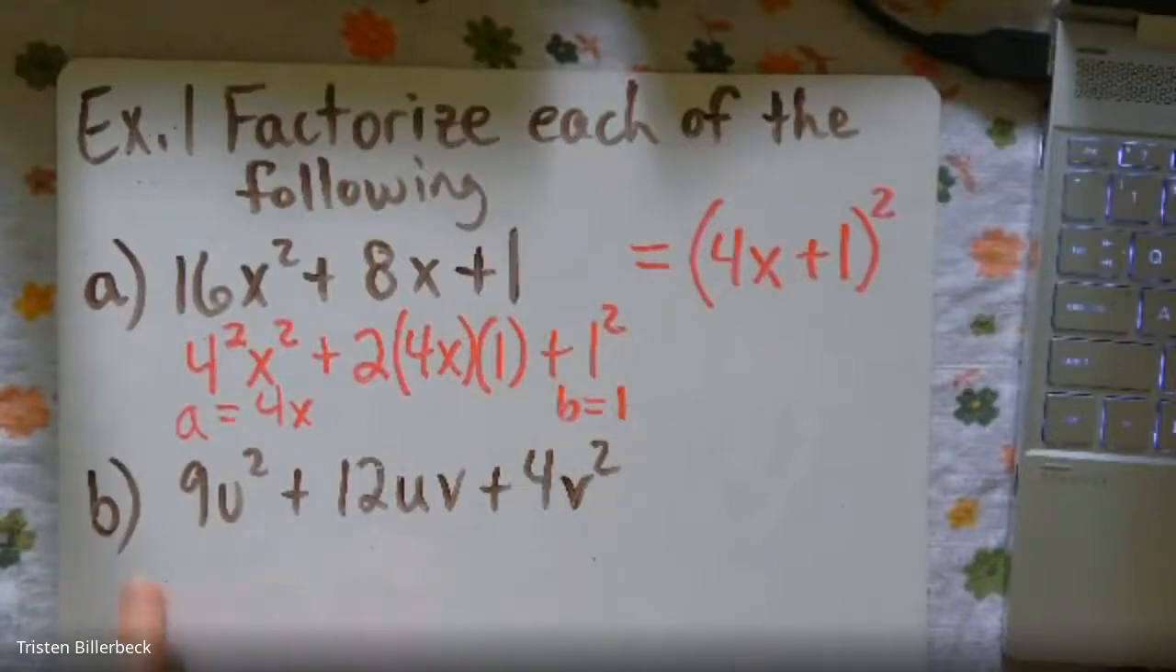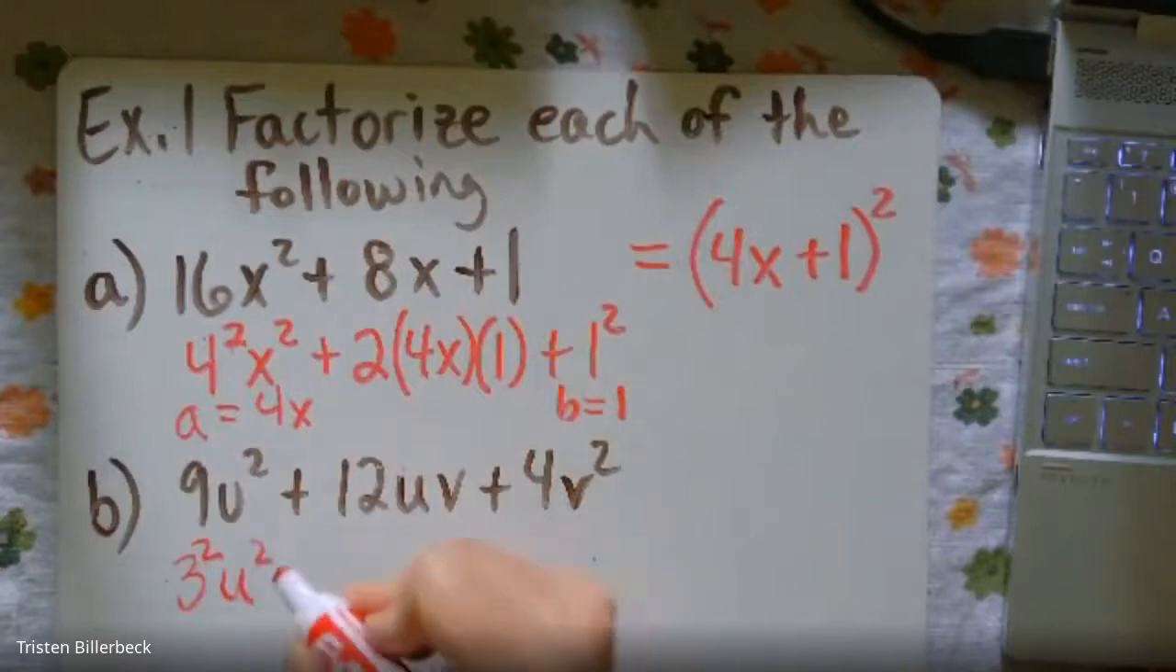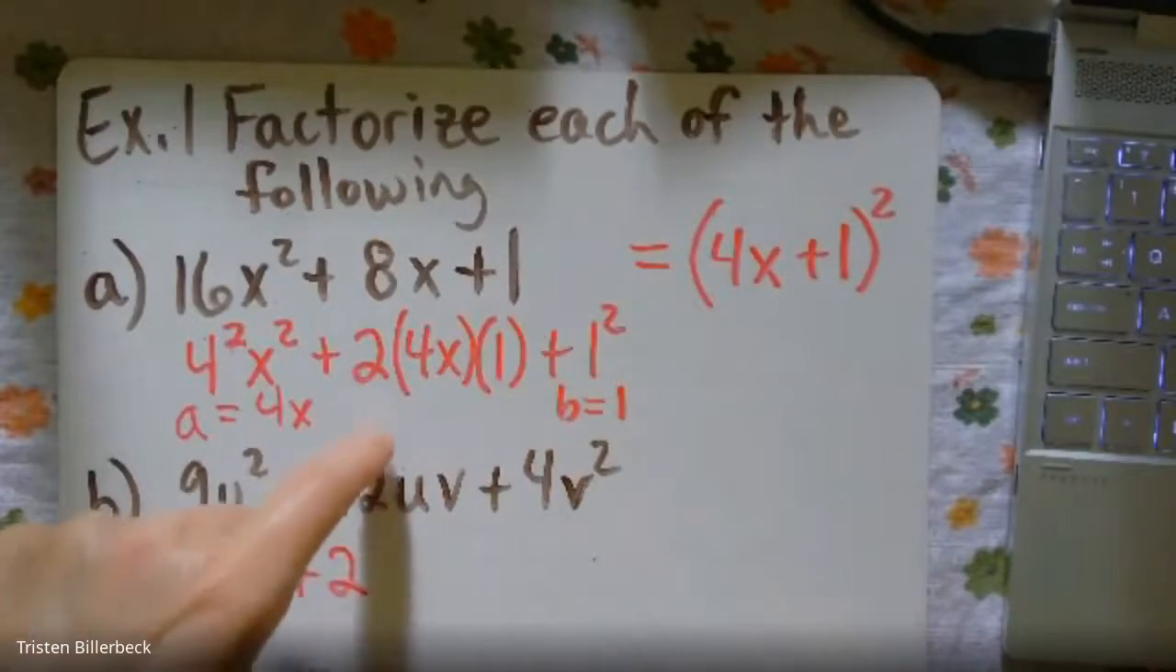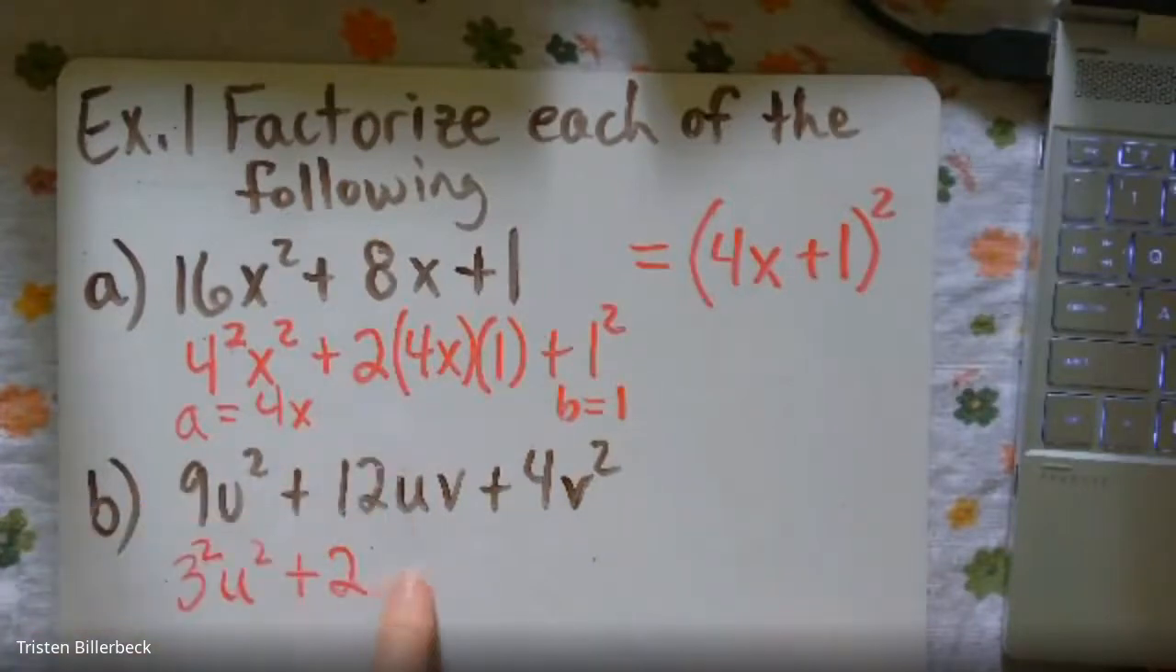Okay, let's look at this one. Well, 9 is 3 squared. So 3 squared u squared plus, and then we have a 2 here, 2 times 6. So we have to come up with a 6, but we're pretty sure a is 3u. So a is looking like 3u. So let's put in a 3u there.